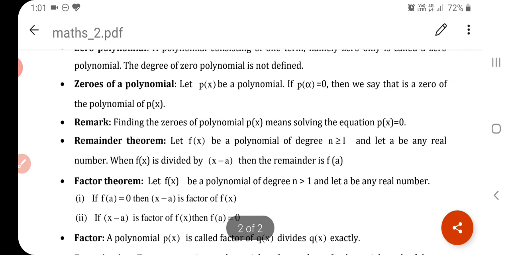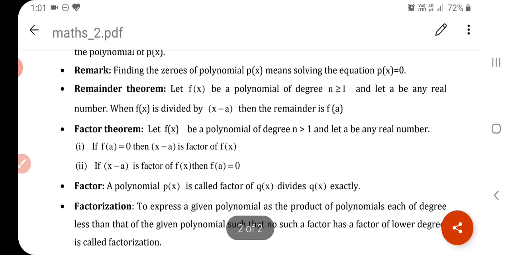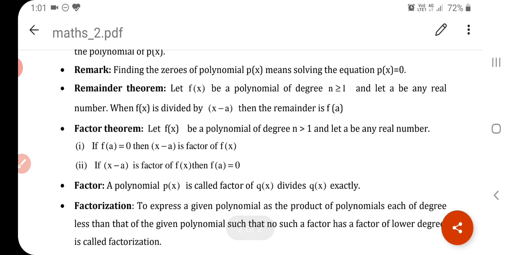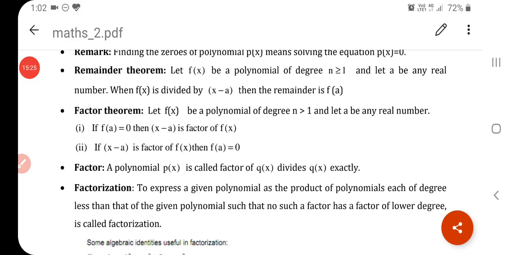Understand? Now zeros of the polynomial. Let p(x) be a polynomial and p(alpha) is equal to 0, then we can say that alpha is a zero of the polynomial p(x). Okay, understand? Now finding the zero of polynomial p(x) means solving the equation p(x) is equal to 0. हमें क्या रखना है, उसको p(x) को 0 के इक्वल रख देना है. Understand? So this type we have to solve the equation or find the zeros of the polynomial.